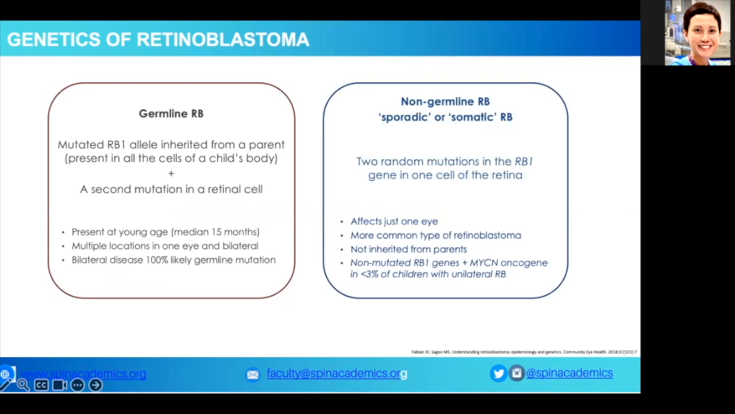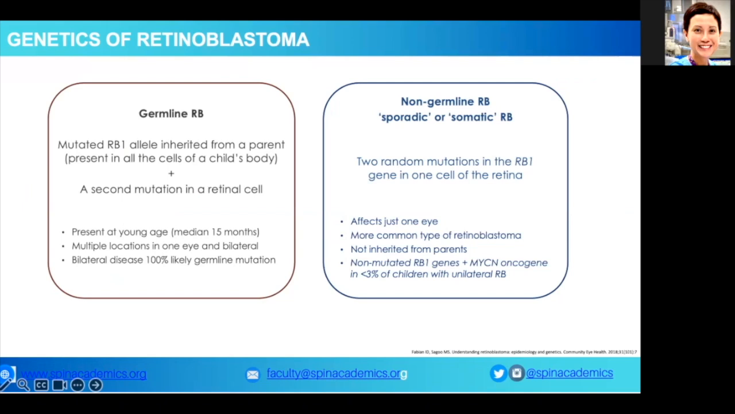In germline retinoblastoma, a mutated RB1 allele is inherited from a parent and is present in all the cells of a child's body. A second mutation in a retinal cell results in a tumor. Children with germline RB often present at a young age, with a median of 15 months. Tumors can occur in multiple locations in one eye and in both eyes. A child that presents with bilateral disease is 100% likely to have a germline mutation.